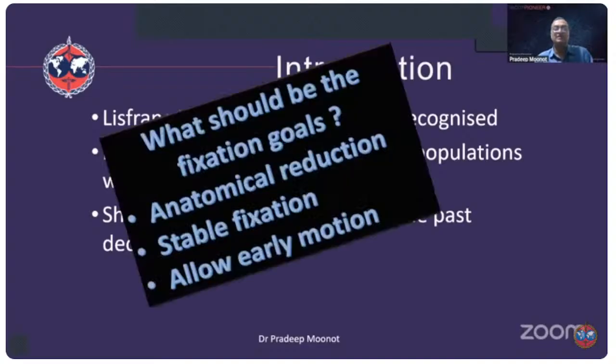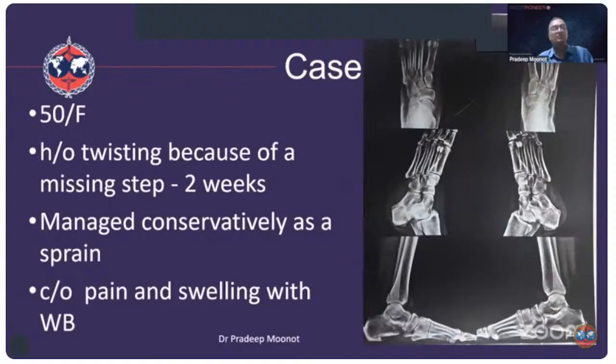But the key thing, as Lucky said, is that anatomical reduction is the key. You want to get a stable fixation and you want to allow early motion. So I'm going to start with a case of a 50-year-old lady who was quite active, had a twisting injury because of missing a step 2 weeks back, was initially managed as a sprain, but came back with pain and swelling, especially with weight bearing.